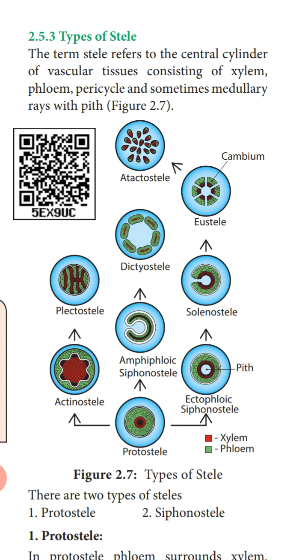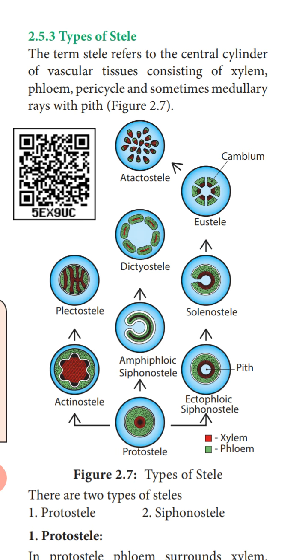So here the steeler region, the outermost layer of the steeler region is the pericycle. So this pericycle encloses the steeler region. So here what are the tissues found in the steeler region? Pericycle, phloem, xylem. In some cases pith is present and this pith extends between the vascular bundles and it is called as the medullary rays.